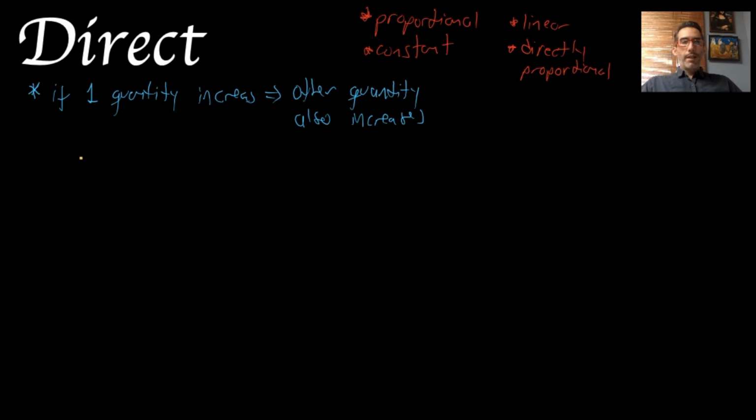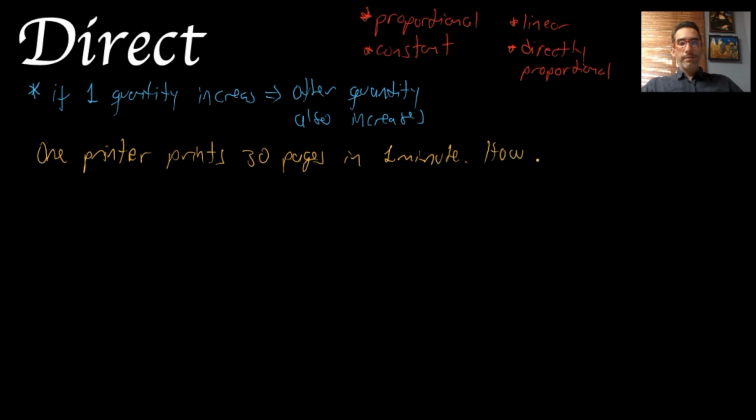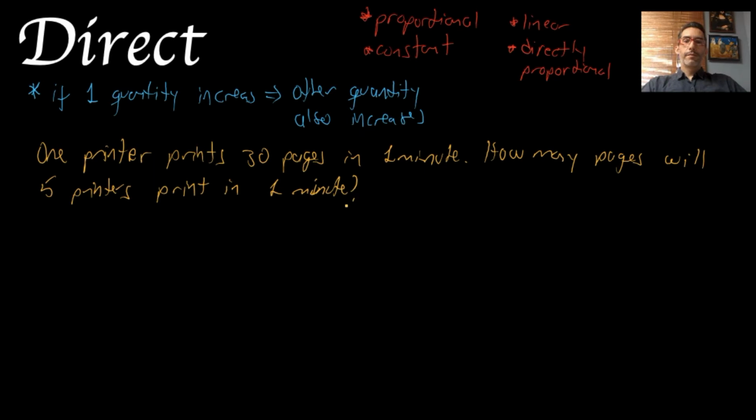So for example, let's create a scenario here. Let's say that we have a printer, right? So we say one printer prints, let's say, 30 pages in 1 minute, okay? And we want to know how many pages 5 printers, let's say, will print in 1 minute. That's what we want to do.